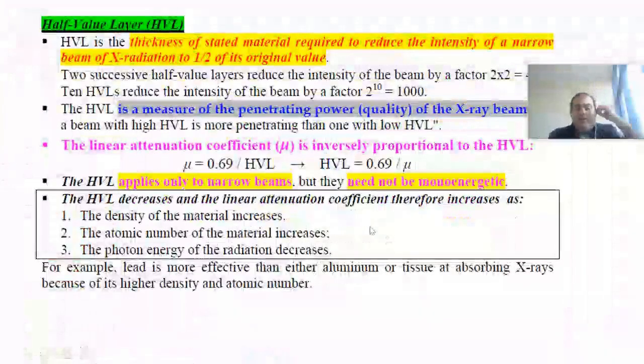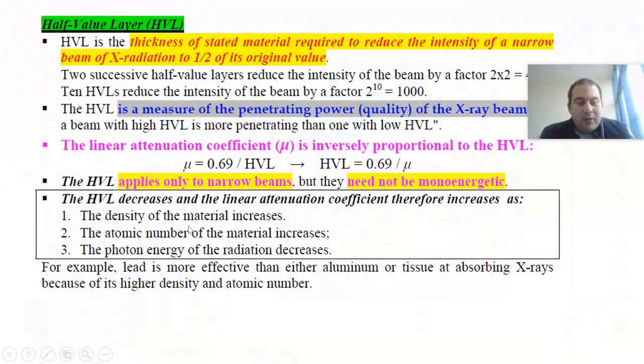The half value layer decreases as the material's density increases. If the X-ray beam energy increases from 100 kV to 120 kV, consider the radiation's photon energy. You will need to increase the thickness in order to allow for the same attenuation. This is normal. If the energy is reduced, the half value layer of the same material will also decrease in order to reduce the intensity.